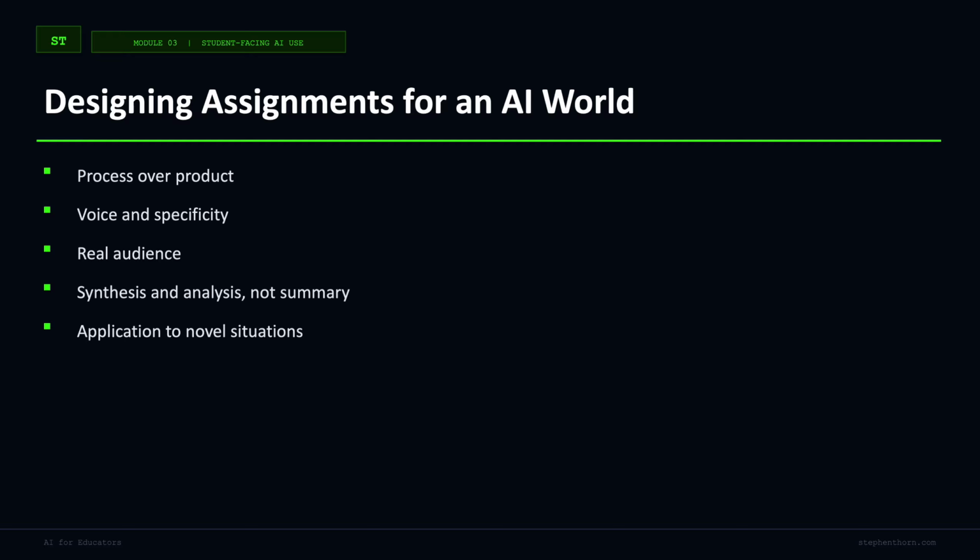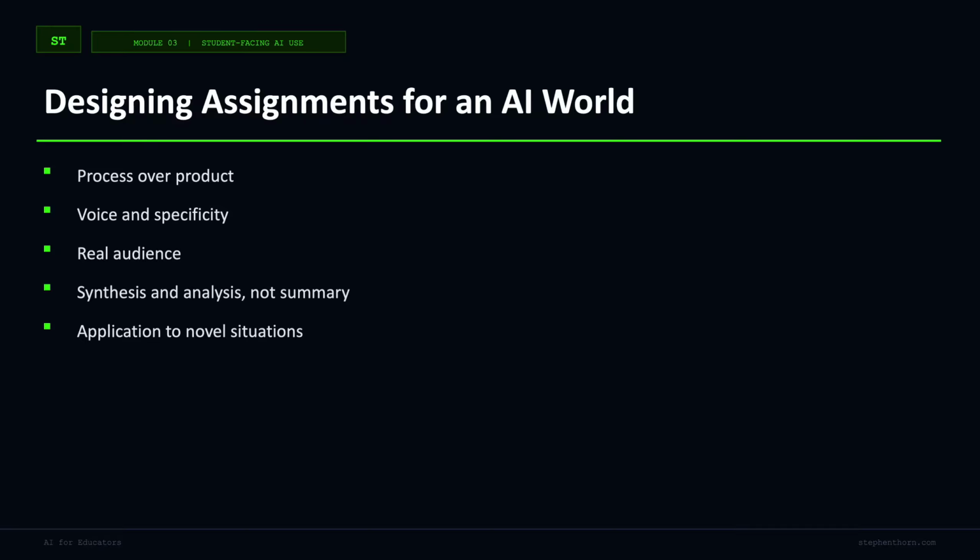Principle 4, synthesis and analysis over summary. AI is good at producing summaries. It is less reliable when asked to make meaningful, defensible connections across ideas in a way that reflects actual understanding. Assignments become stronger when students must compare, interpret, prioritize, defend, connect, or apply ideas rather than simply restate them.